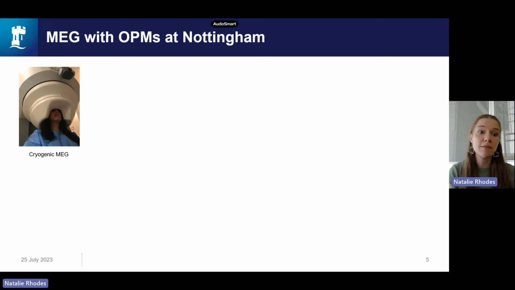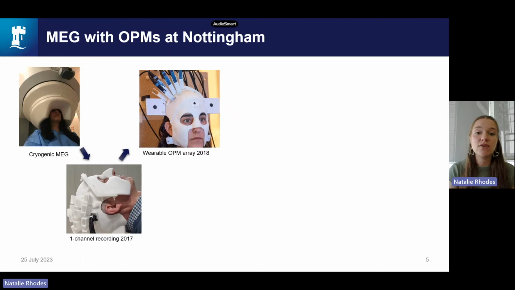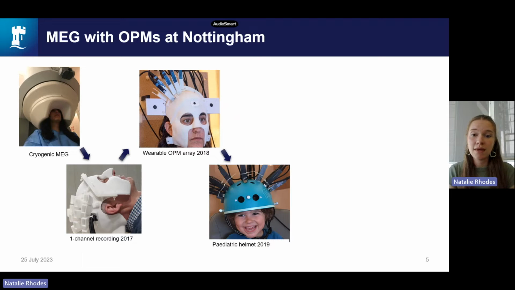So OPM-MEG at Nottingham has been developed since around 2017 when we had our first one-channel recording. And then a wearable array was developed by 2018, and we started including this movement element. And then we went from these personalized 3D printed head casts to these adapted bike helmets to be able to measure signals from children by simply drilling holes into a bike helmet from Amazon and placing these sensors in there to get these OPM sensors close to the scalp to pick up these signals.